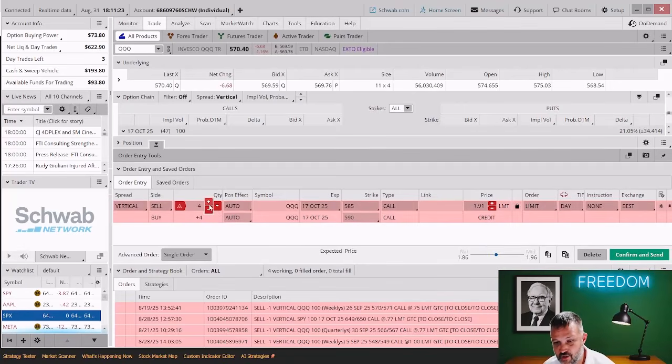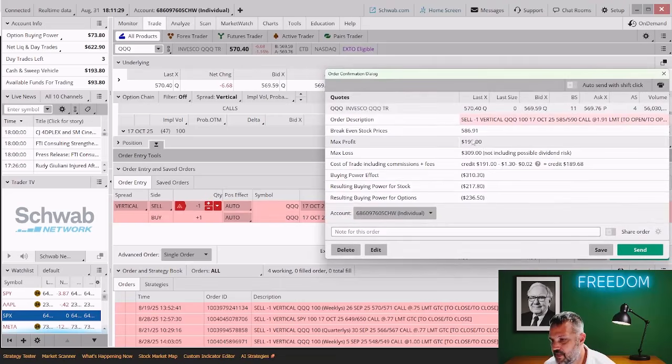And so the cost of this trade, it's a $5 spread. So the cost of this trade would be $500, and you would earn $191 on a $500 investment. So that means the max you could lose would be 309. The max you could win is 190.